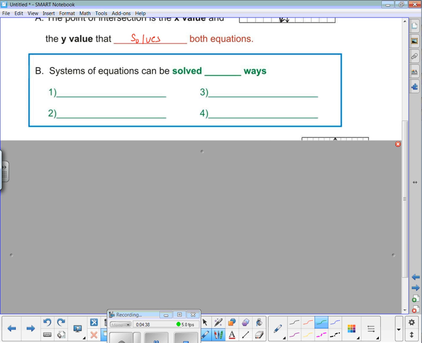You should, in your brain, think of the 4 ways to solve a system of equations. All right, first off, graphing. That's what we're going to do today. Graphing. So you can solve systems of equations by graphing. The second method, maybe you remember them from Algebra 1, is substitution. Substitution.